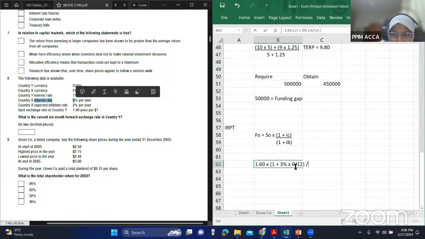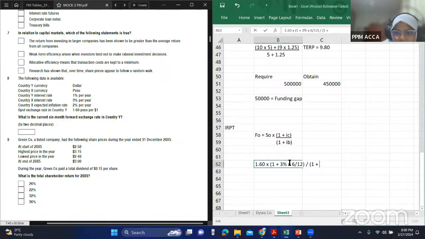This you divide by 1 plus the interest of the base currency. I'm just putting it all in one line. The interest of the base currency is 1% per year. So that will be 1% into 6/12. Okay. So if you put all of that in your calculator, you should get a forward exchange rate for 6 months as 1.62. This is F0.